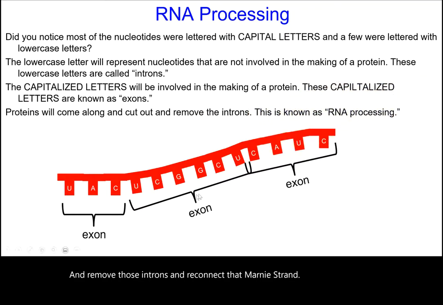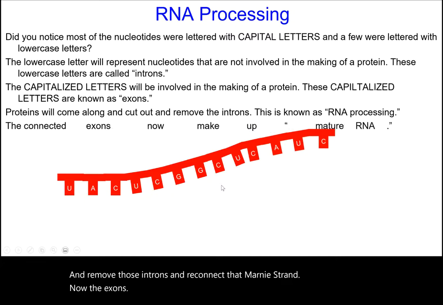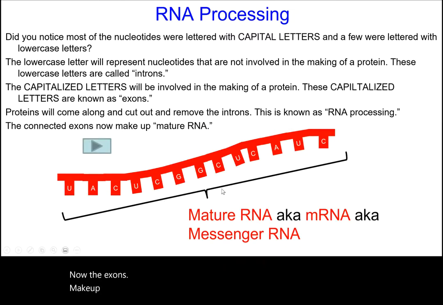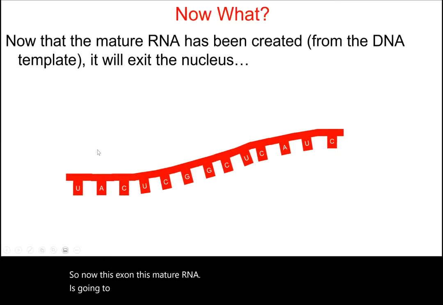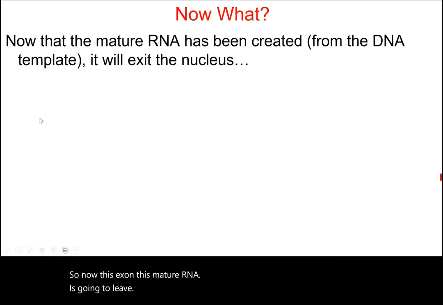Now, the exons make up mature RNA. Exons exit the nucleus. Introns stay in the nucleus. So now this exon, this mature RNA, is going to leave the nucleus.